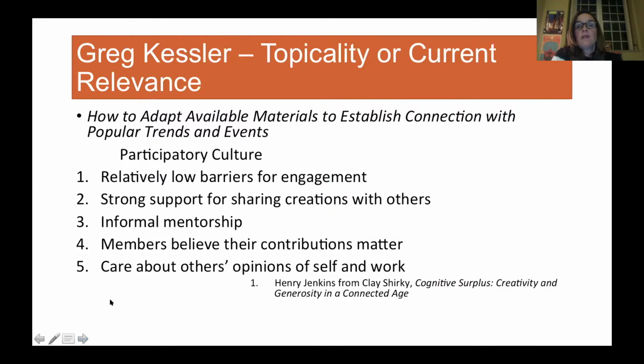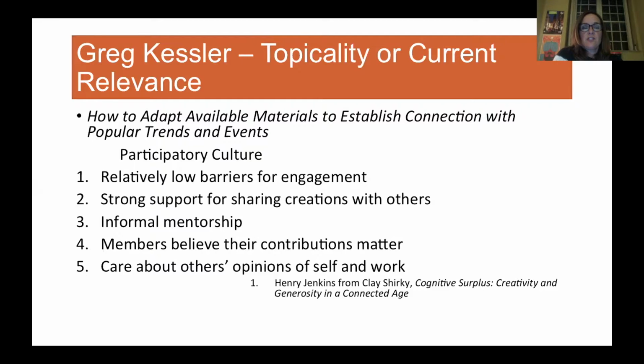Then we had Greg Kessler, whose official topic was topicality, or current relevance. He gave us a subtitle of how to adapt available materials to establish connection with popular trends and events. He began by introducing us to this idea of participatory culture, which he got from Henry Jenkins, which came from Clay Shirky's book Cognitive Surplus: Generosity in a Connected Age.